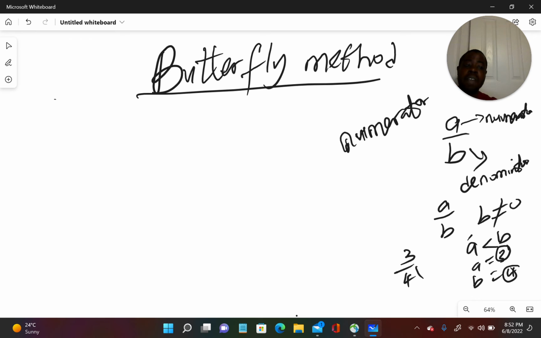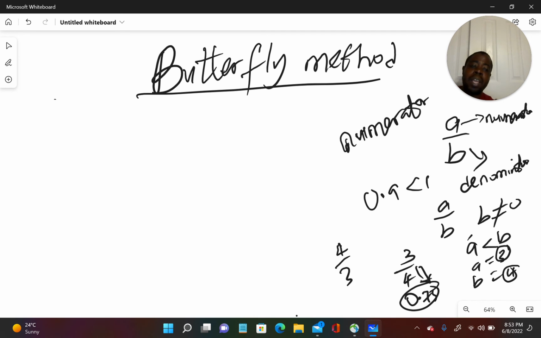If it is converted to decimal, it's going to give you 0.75, which is actually less than 1. Even 0.9 is very close to 1, but it's less than 1. Okay? But if I have 4 divided by 3, this is going to give me 1.33 something. This is more than 1, right?